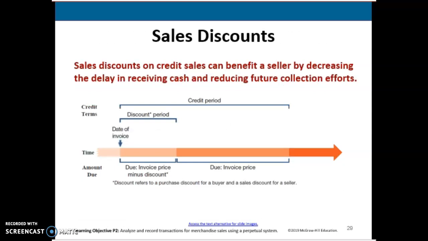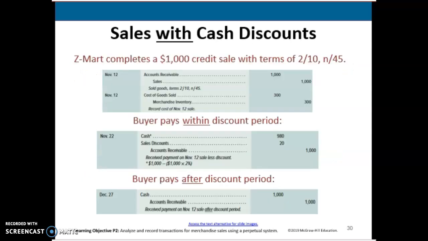Just like before when we had purchase discounts, we can sell to our clients with a discount too. We do account for it a little differently, but the process for discounts is still the same. We still have that 2/10, net 30, and we're going to see how that works now. So if we sold them $1,000 with terms of 2/10, this time it's net 45. So this is a transaction that we just did where we sold them the merchandise. We sold it to them for $1,000. We recognize our cost of $300.